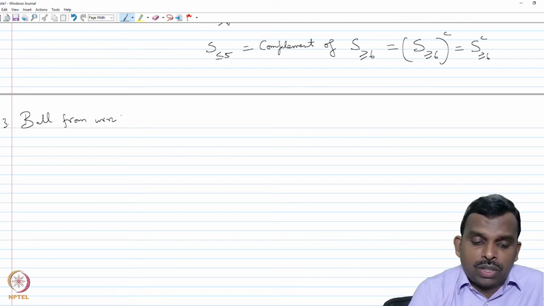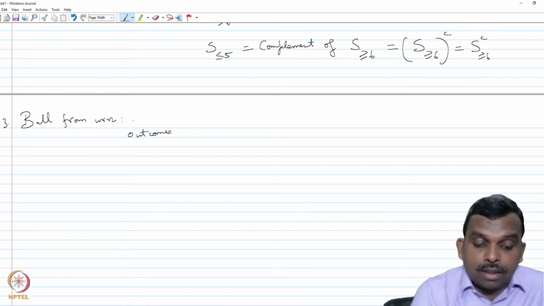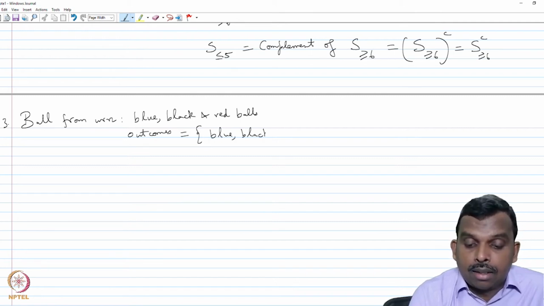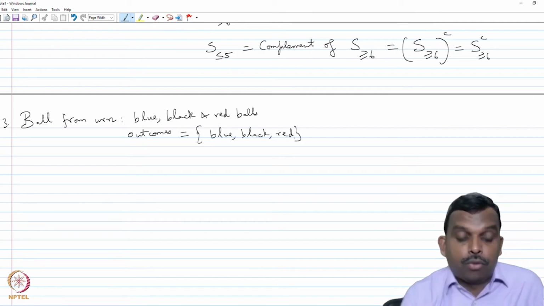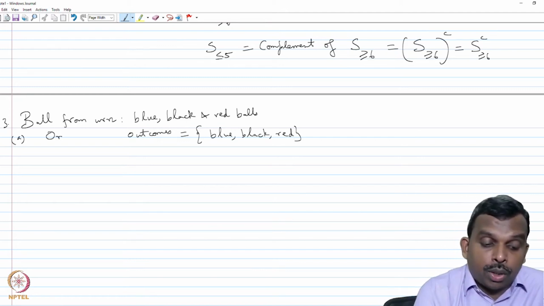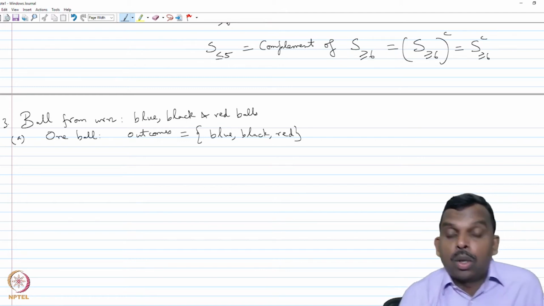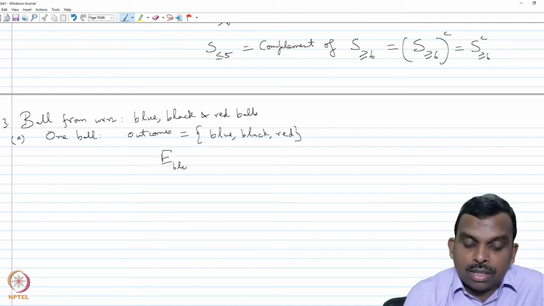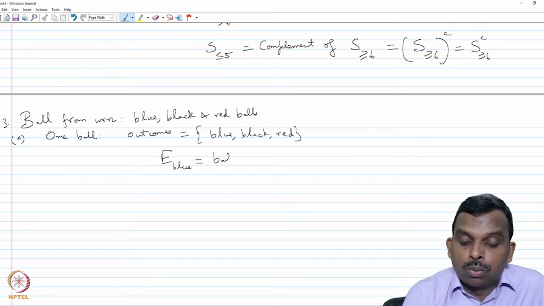Okay, so we saw before that the set of outcomes, let's say the urn has blue, black and red balls, and the set of outcomes simply is blue, black, red, right? That's the set of outcomes. This is assuming we're doing one ball. So you have blue, black, and red being the outcome. You can have an event which is maybe, just a very simple event, the ball is blue, right? This is an easy event to write.